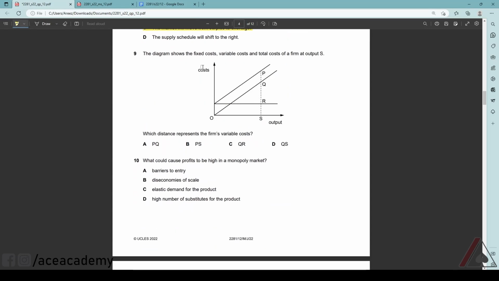The diagram shows the fixed cost, the variable cost, and the total cost of a firm at output S. Okay, so this is output S, and there is a fixed cost, variable cost, and total cost. Which distance represents the firm's variable cost? Again, it's a very basic diagram. It's not too complicated, but a lot of students have problems understanding the basics. Hence, we're going to really discuss this in detail again.